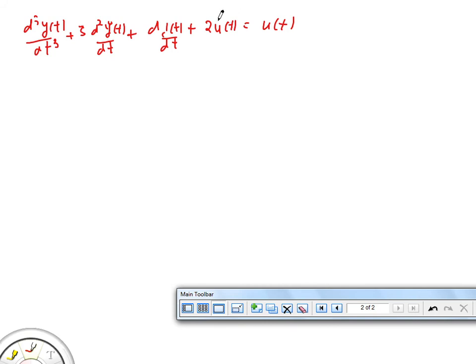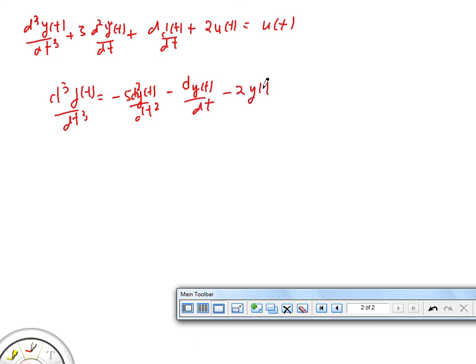For that, what we have to do is put the highest order derivative on one side. So I will convert this: d cube y of t divided by dt cube is equal to minus 5 into d square y of t by dt square, minus dy of t by dt, minus 2 y of t, plus u of t.